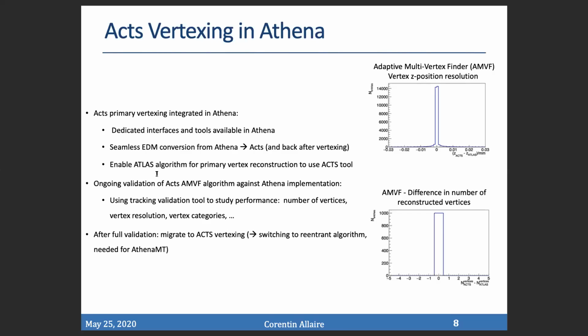The validation of the ACTS adaptive multi-vertex finder is ongoing. We are comparing it to the Athena implementation. For that, we are doing different performance studies using different validation plots. On the right here, you can see two validation plots comparing the result for ACTS and Athena. On the top, you have the position of the reconstructed vertex, and you see that those are extremely close. And on the bottom, you have the number of reconstructed vertices, and you see that it's 0.